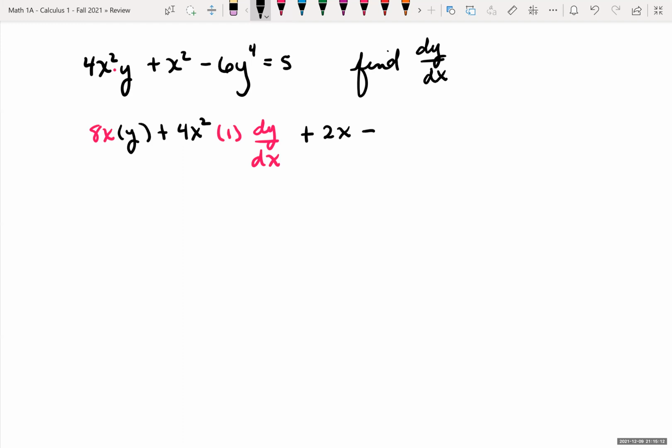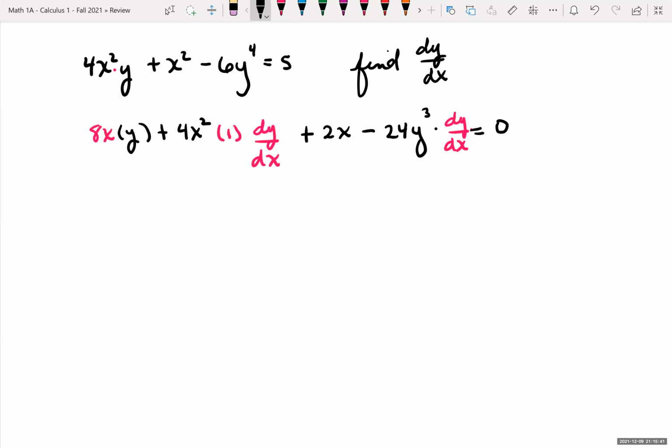minus, and so taking the derivative of 6y to the 4th. So bringing our exponent down front, we have 6 times 4, so 24. Subtract 1 from our exponent, so y cubed. Again, y is a function in terms of x, so we have to multiply by the derivative of the inside, dy/dx, is equal to the derivative of 5, which is 0.